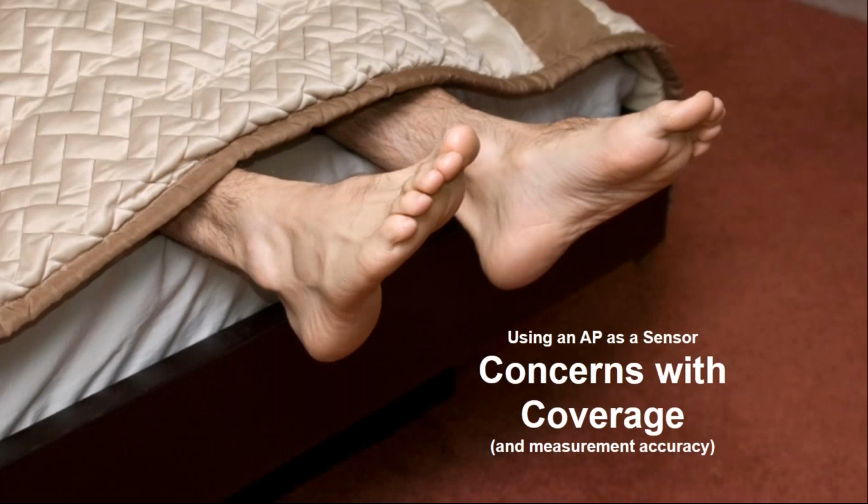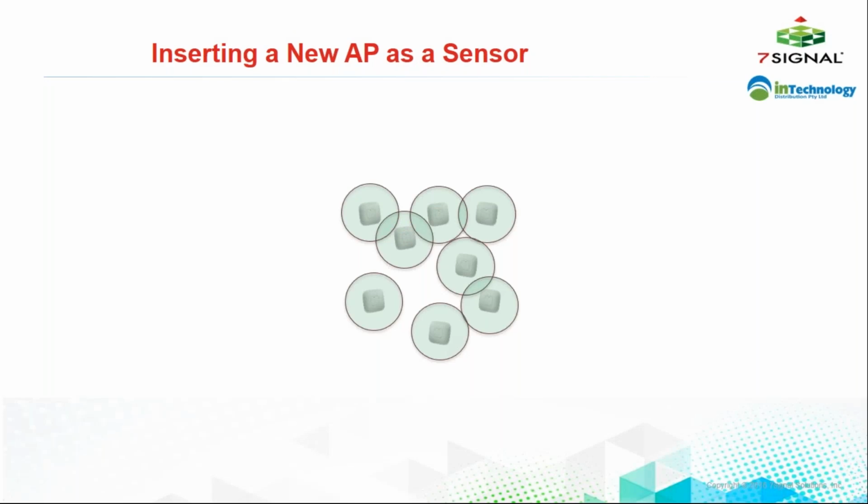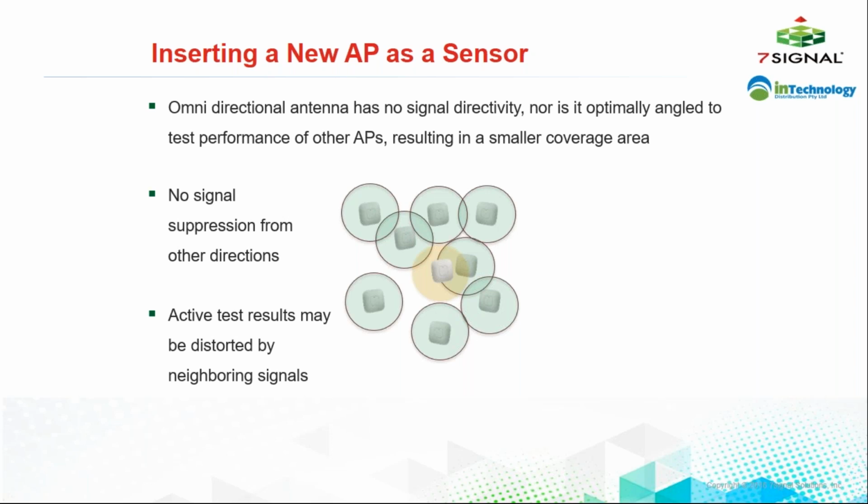Then there are concerns with coverage. So let me explain what I mean by that. When you take an access point and insert it into the situation, deciding I'm going to take an access point and put it into an area where I would like it to work, connect to other access points, and do some exercising or testing.